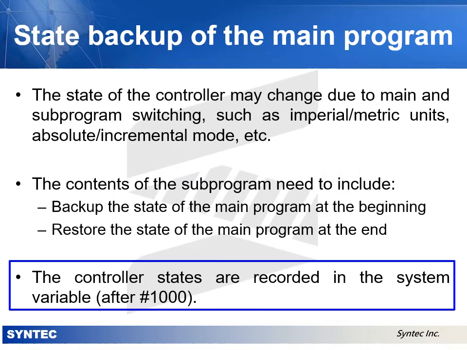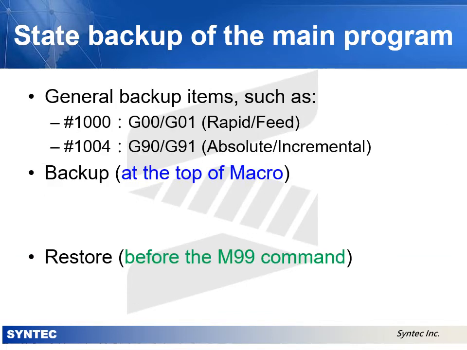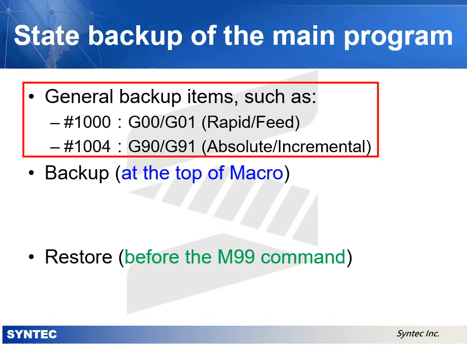In addition, the controller states are recorded in the system variables after number 1000. How many items of state need to be backed up depends on the user. In general, back up number 1000 and 1004, two states. For example, if the main program is currently in G90 absolute mode, then 1004 will equal 90.